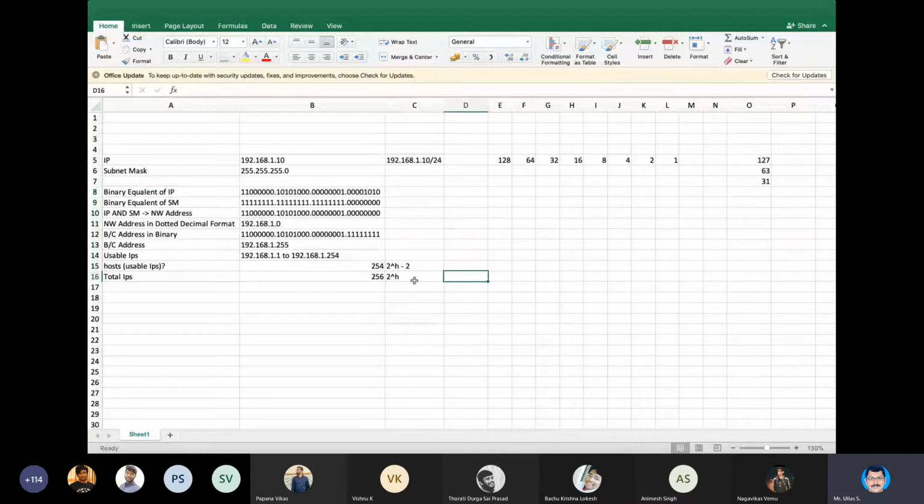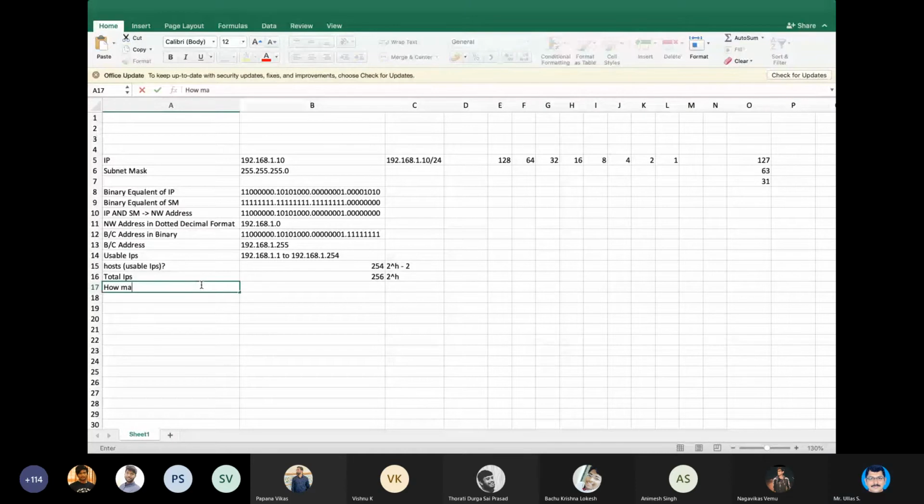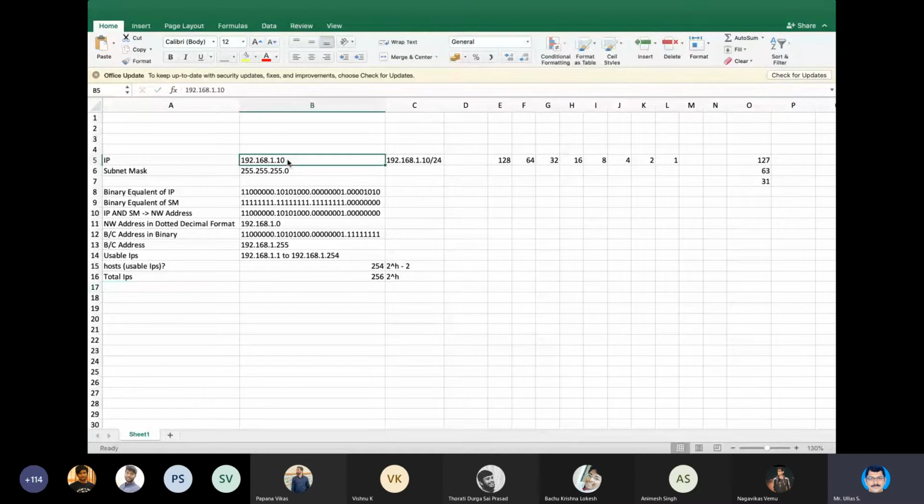And how many networks can you have in this? How many networks can you represent by using a class C IP address? 2 to the power 24. Okay. It is not exactly correct, but you can say that as the answer. Maybe in some other class, maybe tomorrow's class, I'll tell you why I cannot have 2 raised to 24. Okay, I hope this is very clear to all of you.